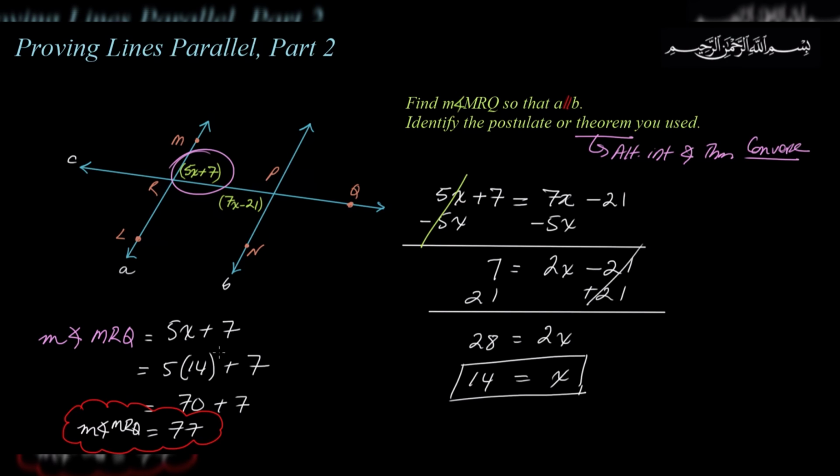Now, if this angle is 77, then if you put the x in here too, this will end up being 77 also. So if you substitute 14 in here, this angle also ends up being 77, and those will be congruent, and therefore the lines will be parallel. Okay, so this question was a nice algebra question. Let's see what we have next.